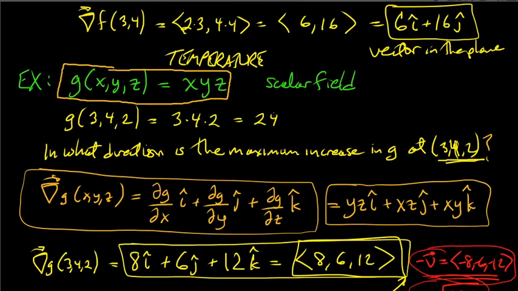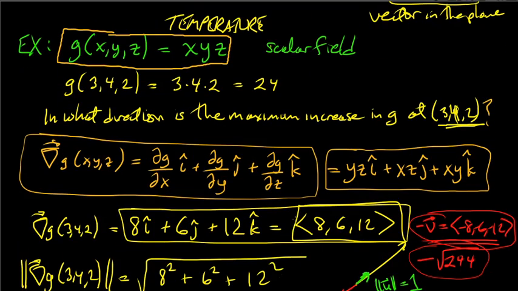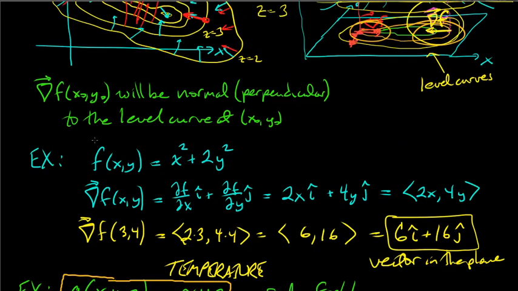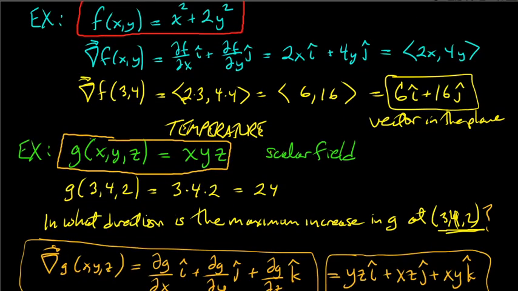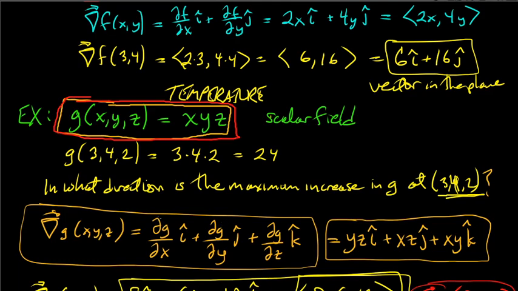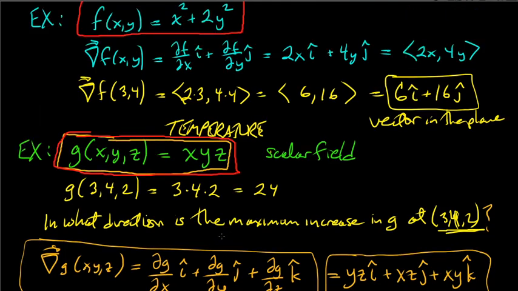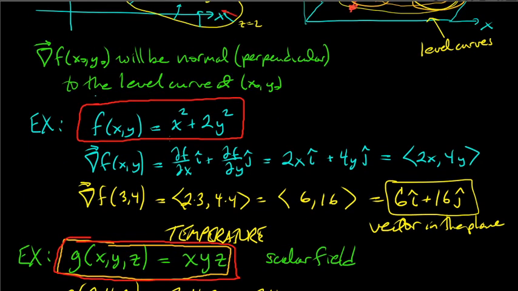So you can get a gradient vector that has 3 components, but then it has to be a function of not just 2 variables. It has to be a function of 3 variables to get a gradient that has 3 components. If the function only has 2 variables, x and y, then the gradient will only have 2 components, the x component and the y component, or if you like, the i and j components.